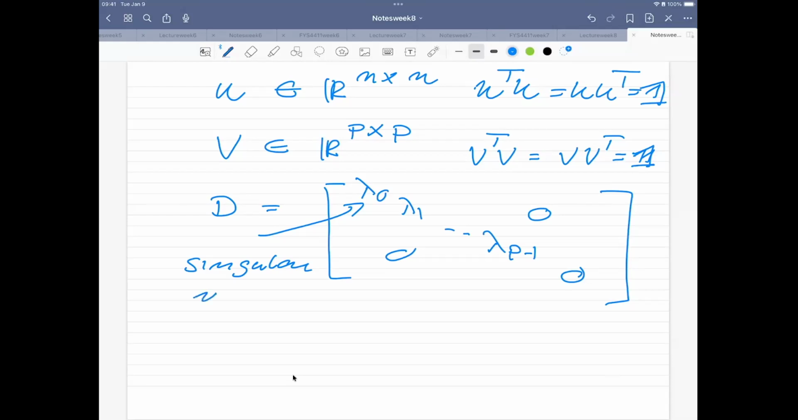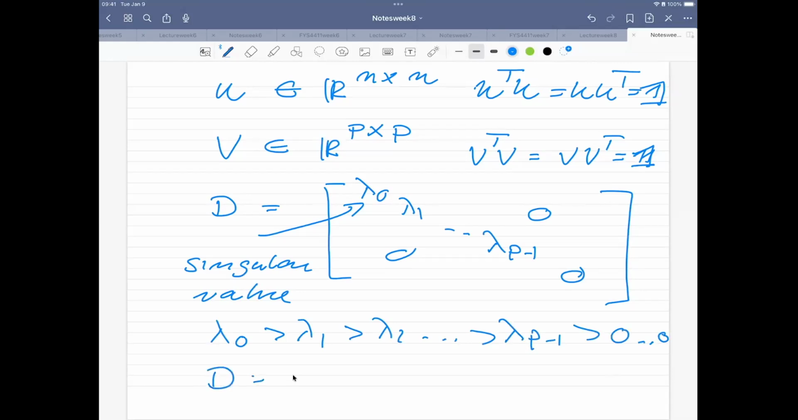These are called the singular values, and you can order them as you want. The ordering which we are going to choose is that lambda 0 is larger than lambda 1, is larger than lambda 2, etc., up to lambda P minus 1, which is larger than 0. And then we have a set of zeros. As an example, this D could look as follows: 2, 1, 0, 0, and 0, 0. So this is a 3 times 2 matrix.